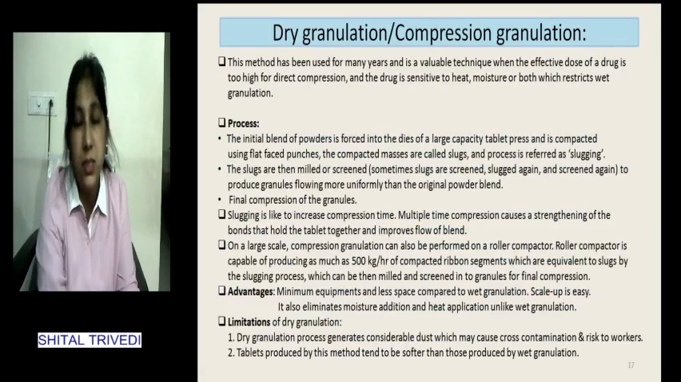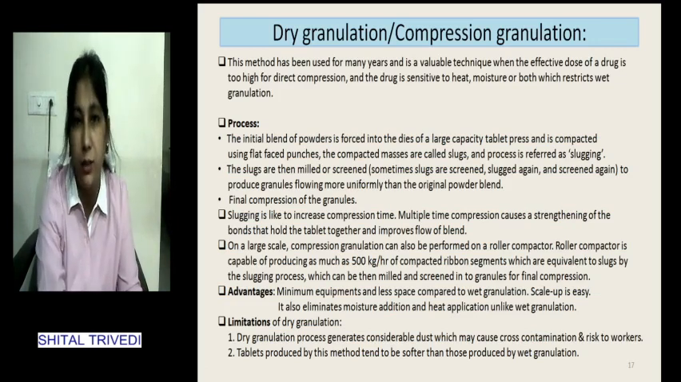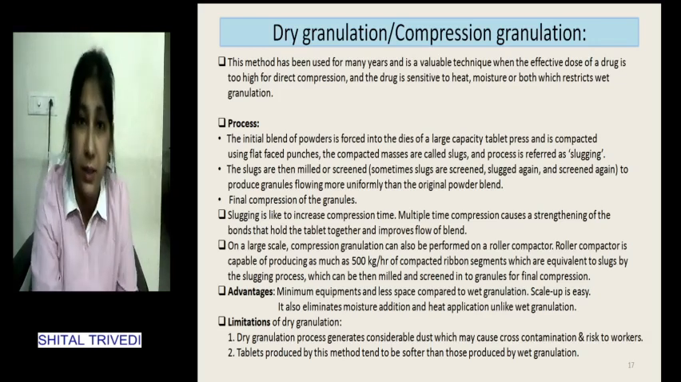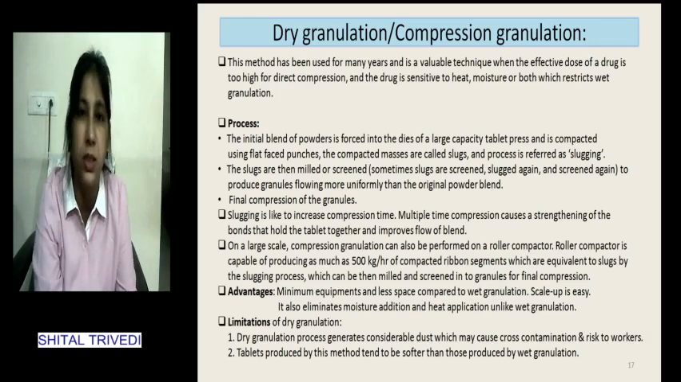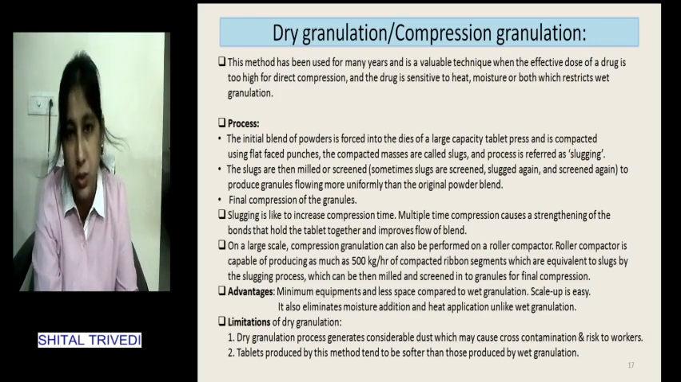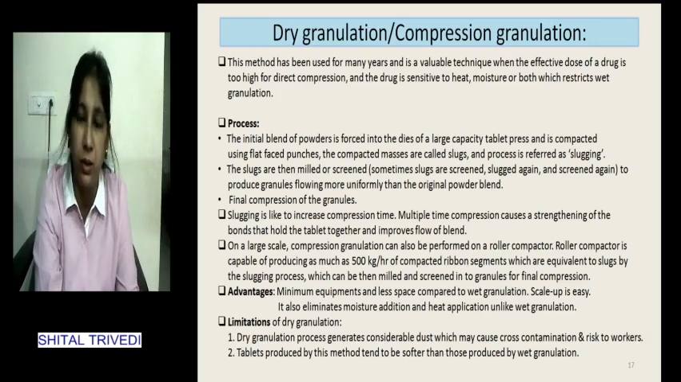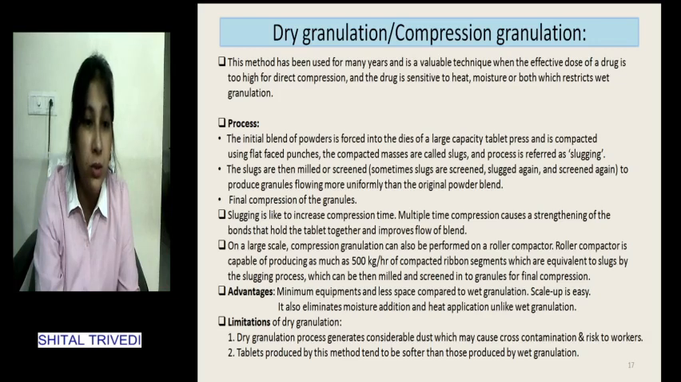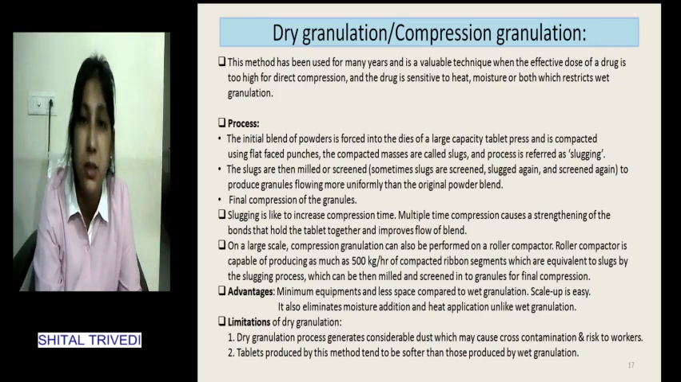So this method has been used for many years, and it is a valuable technique when the drug involved in the tablet has moisture sensitivity or heat sensitivity or sensitivity toward both, and when large doses of the drugs are involved, then manufacturers prefer this method of manufacturing. So slugging is like increasing compression time. So multiple compression improves the compressibility of the powder in form of granules.